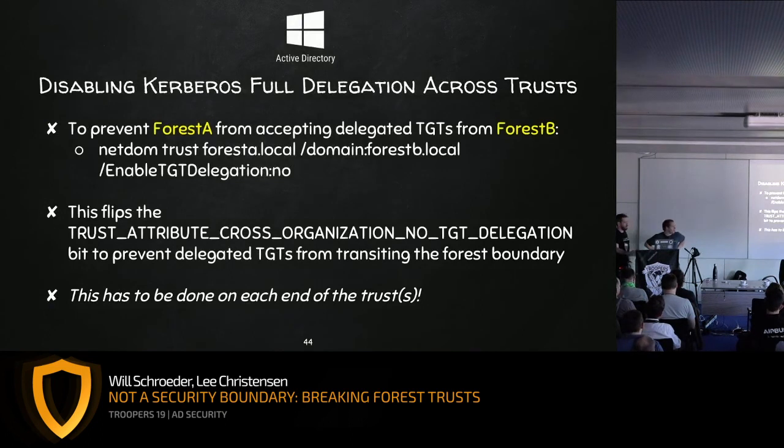And then another thing that you can do is to just disable TGT delegation across the trust. Since 2012 R2, there's been a feature on the trusted domain objects called Enable TGT Delegation. You can disable that so that delegation cannot occur across those trusts. This just flips a bit on that trusted domain object. One key here is that this needs to be done on each end of the trust, because if you only do this on A, then you can still compromise in the other direction.